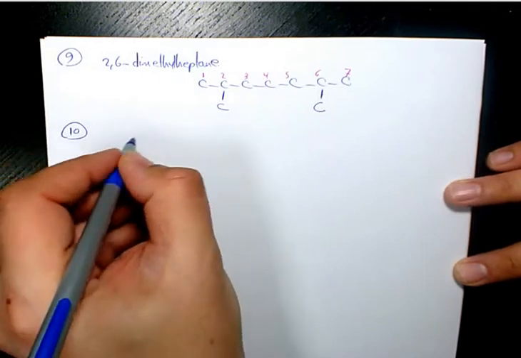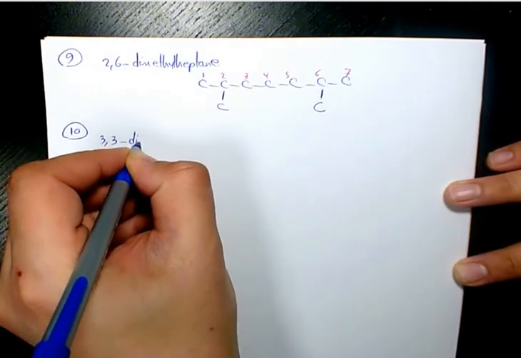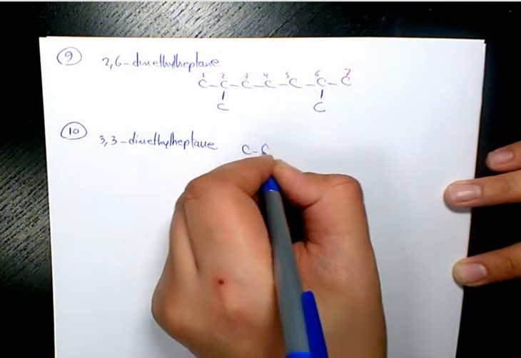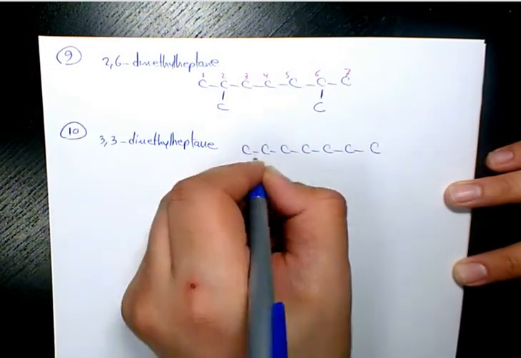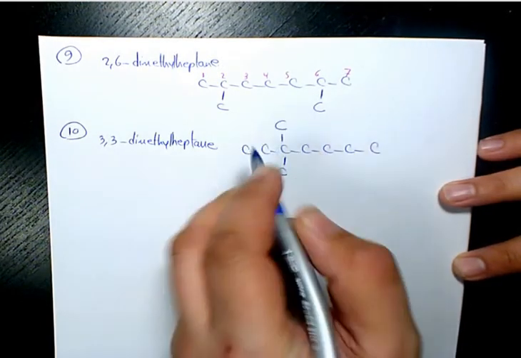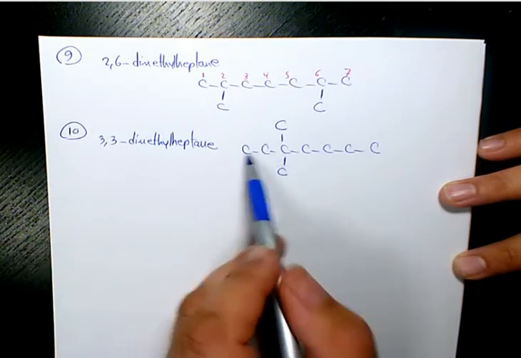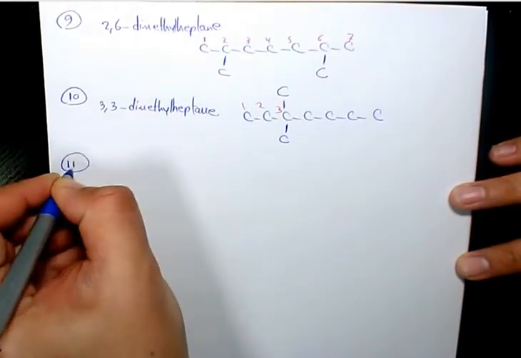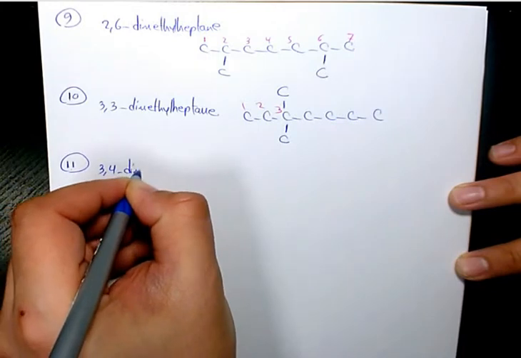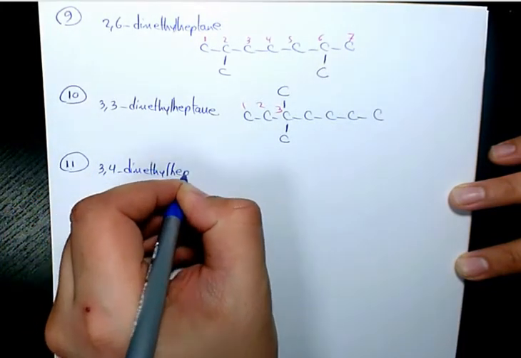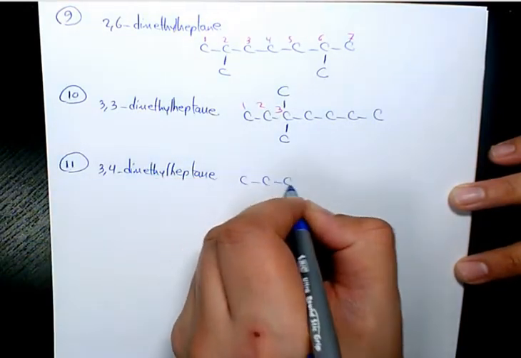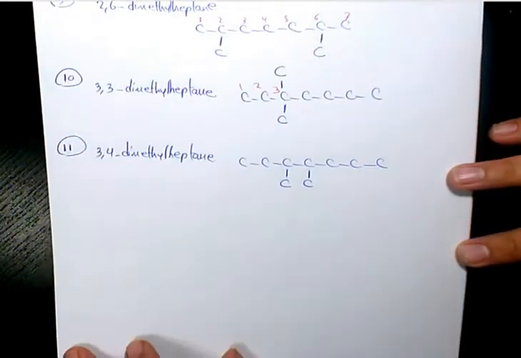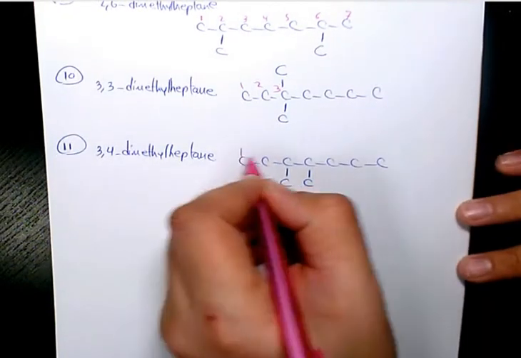Number 10 is going to be 3 and 3 dimethyl heptane. 1, 2, 3, 4, 5, 6, 7. So we have 3 and 3. We have 2 methyl groups on the same carbon atom, which is the third one. Number 11 is going to be 3 and 4 dimethyl heptane. So we have this time on third and on fourth carbon atom. So we have one methyl group here, one methyl group here.